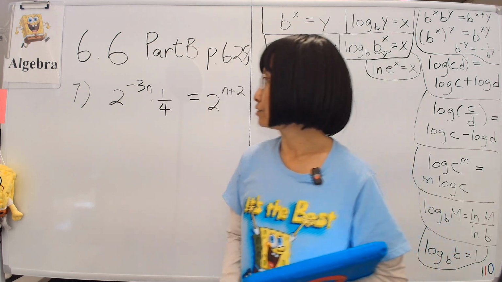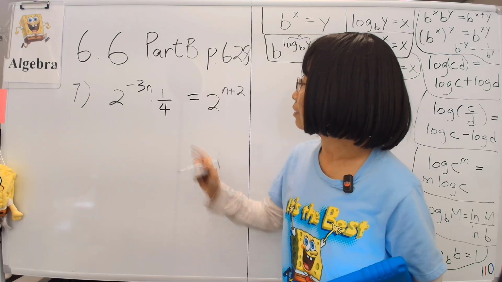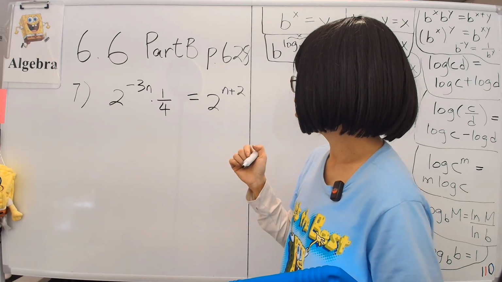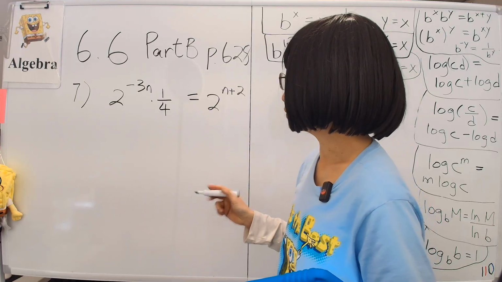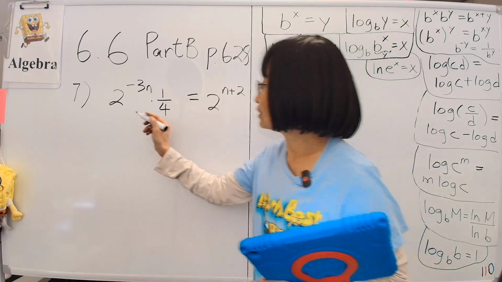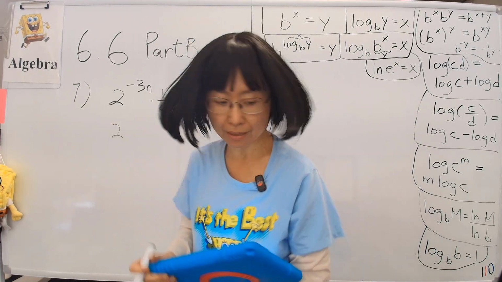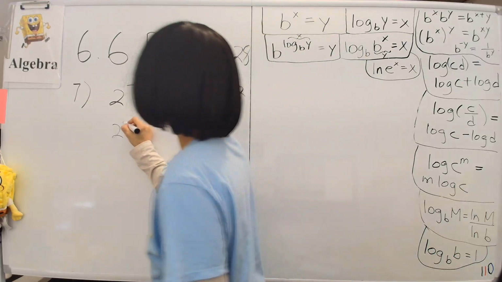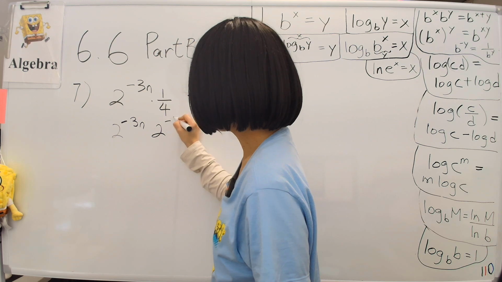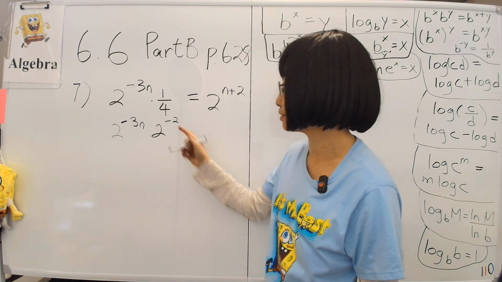Okay, let's go to problem 7. This is homework from part A. To do this, we'll follow the exponent rules, which are right here. So first we will say 2 to the power minus 3n, times 2 to the power minus 2. The negative power just means you put the number under the division line. That's all there is to it.